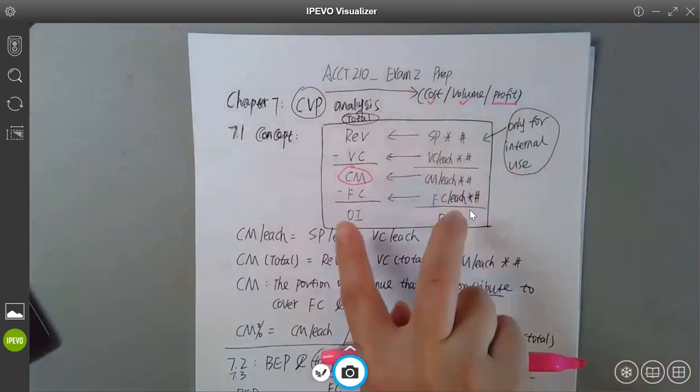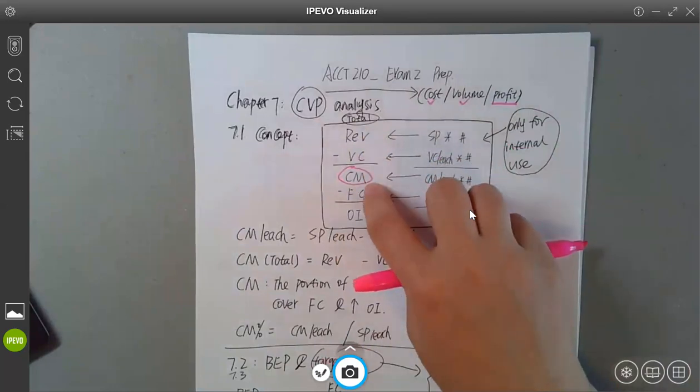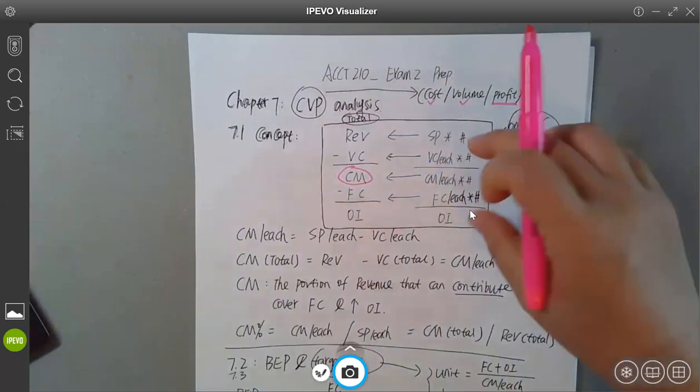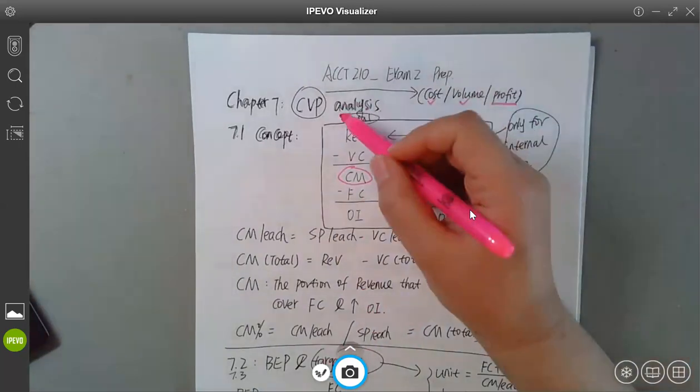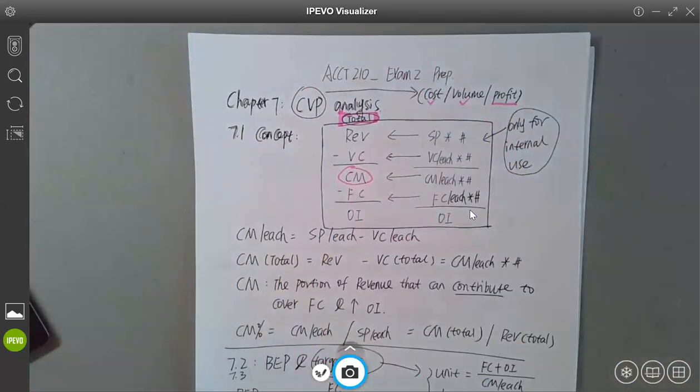So I put 2 columns here. General idea, revenue minus variable cost gives you contribution margin, minus all the fixed cost gives you operating income. So you say, why do you put this column too? Because this one is the total amount, right? So total amount, maybe the question says your total revenue is 500,000, your total variable cost is 300,000, and so on.